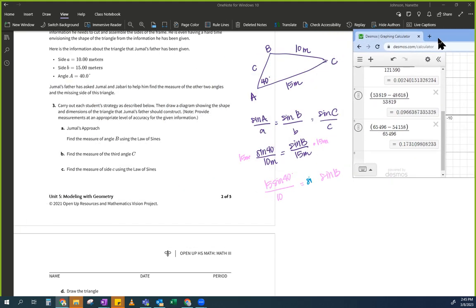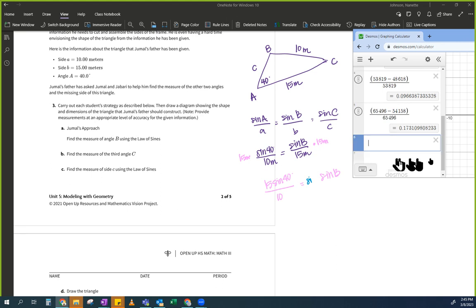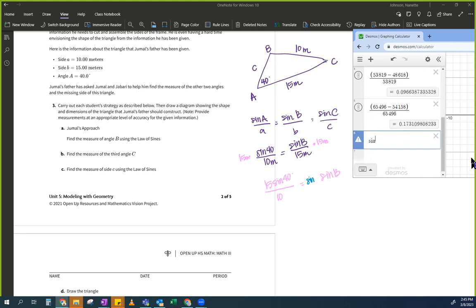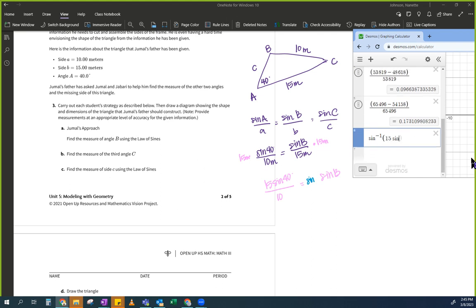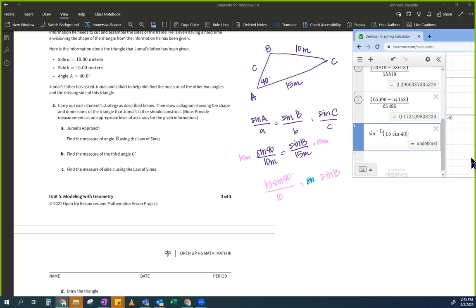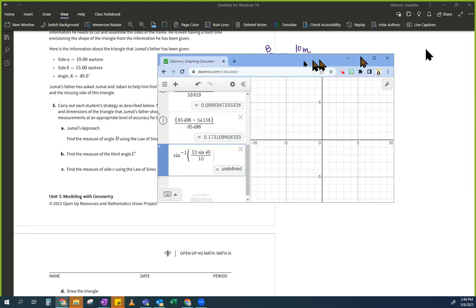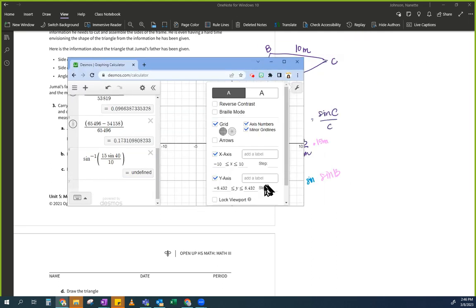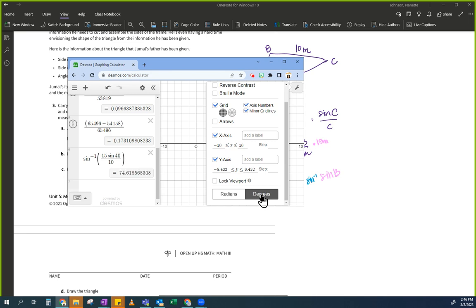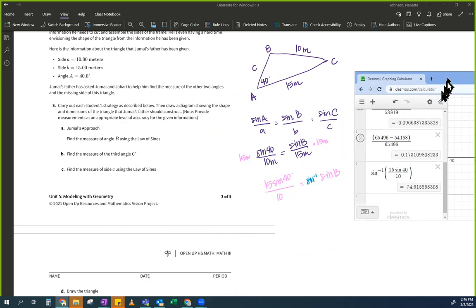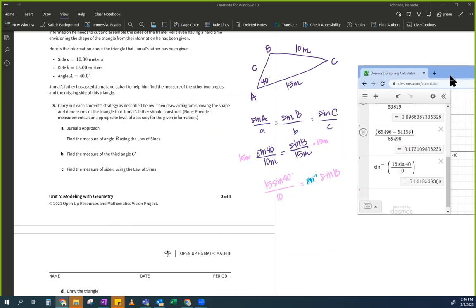So it'll look like this: sine to the negative first, which is how we say sine inverse. And we'll put a big parentheses and we'll put 15 sine 40 divided by 10. And I haven't checked to see if my calculator is in degree mode. So good thing I did, because now that's the correct answer. So it's 74.62.